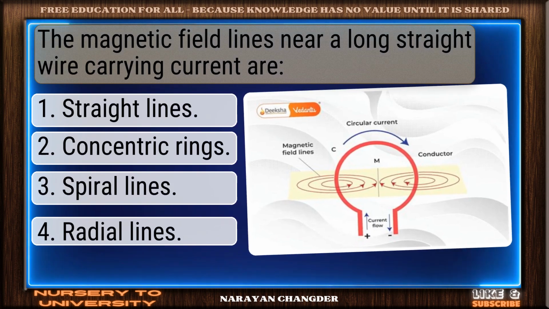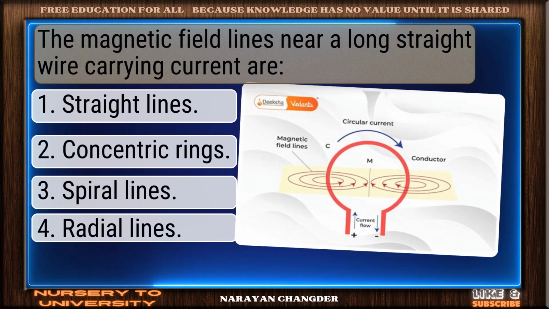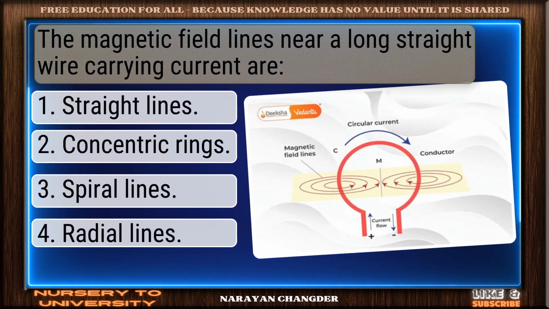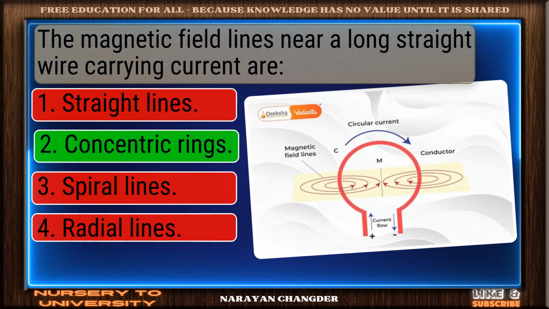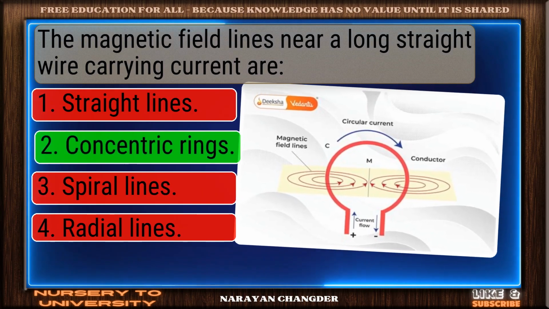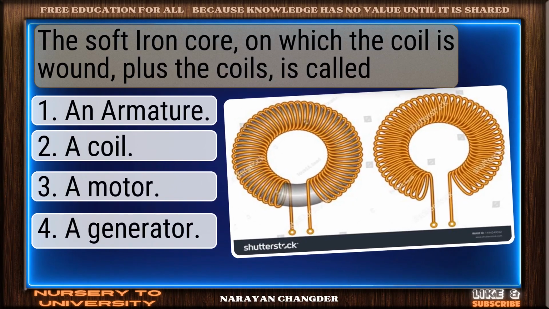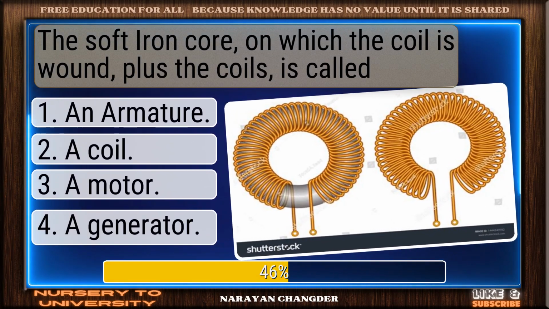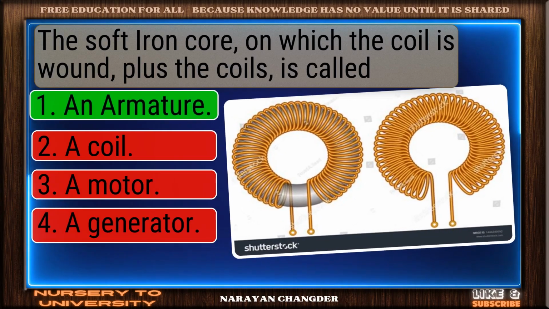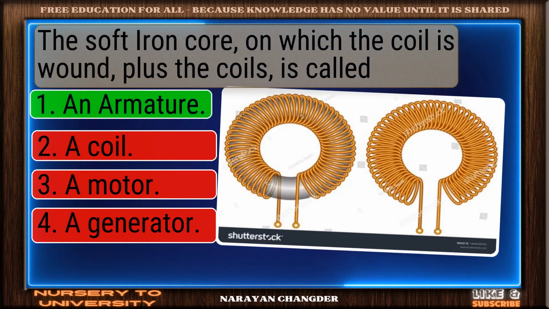The magnetic field lines near a long straight wire carrying current are. Smart pick. Concentric rings is correct. The soft iron core on which the coil is wound, plus the coils, is called. Exactly. An armature makes sense.